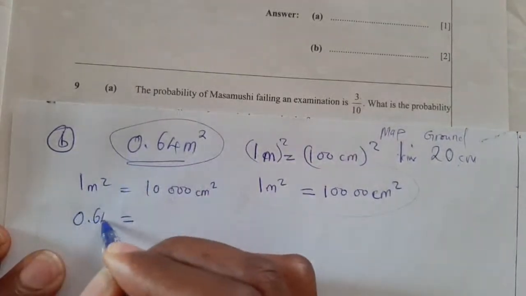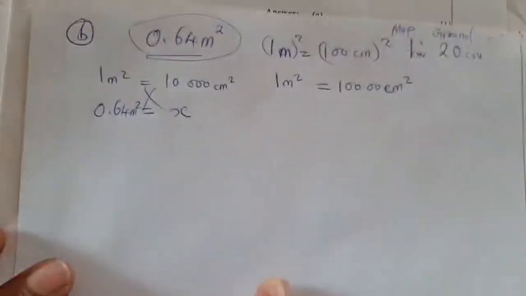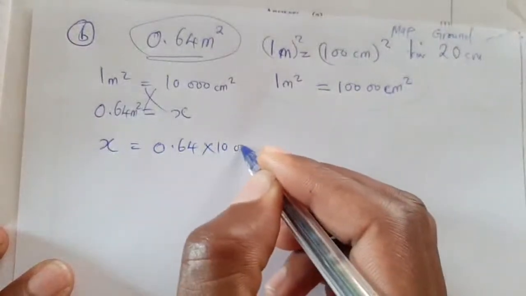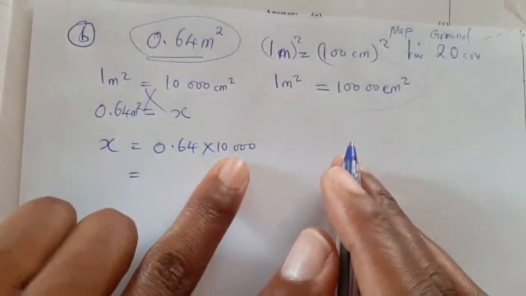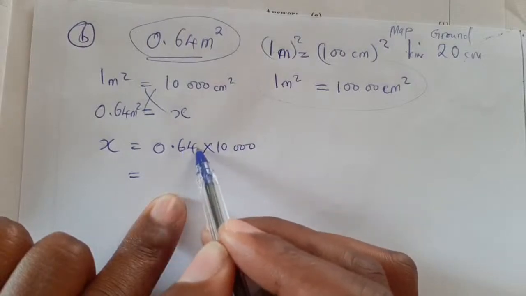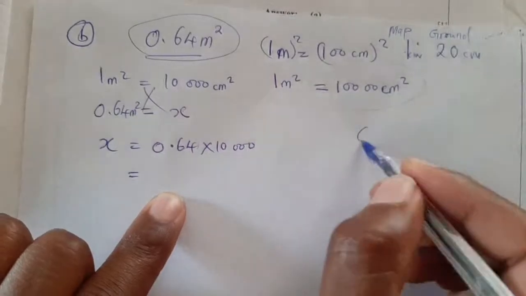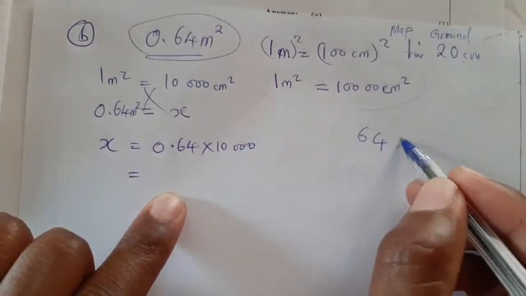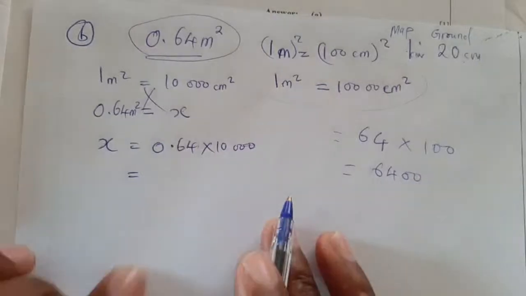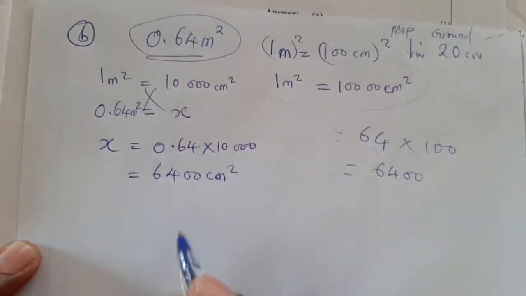From here, we want to know this value in centimeters, which we don't know. Then we cross multiply. So 1 times x is x equals 0.64 times 10,000. Here, if you have a number which has got a point and you have zeros, like in this case you have 2 zeros, this point will be pushed to the right 2 times by these 2 zeros, and it will become 64. So the 2 zeros will go, then we remain with the other 2 zeros. Then when we multiply, this becomes 6,400. So 6,400 centimeter squared. It's now in centimeters.